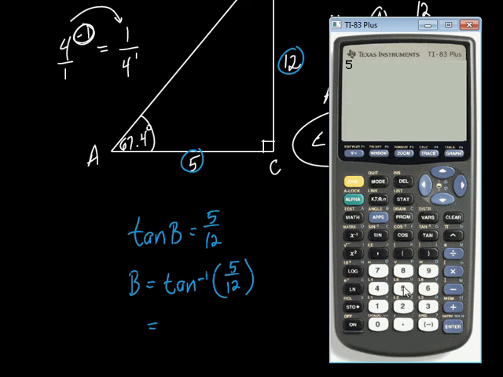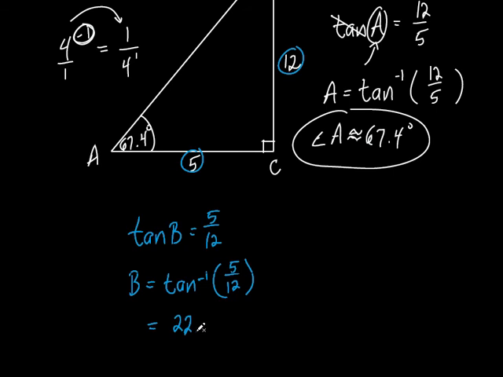So I put 5 over 12. Oh, sorry, I was thinking of the other calculator. On this calculator, I hit second function tangent first. And then this time I put 5 over 12, not 12 over 5. 5 over 12, and look what I get, 22.6. Is that what I should have gotten if I took it away from 90? Absolutely. So angle B is 22.6 degrees.